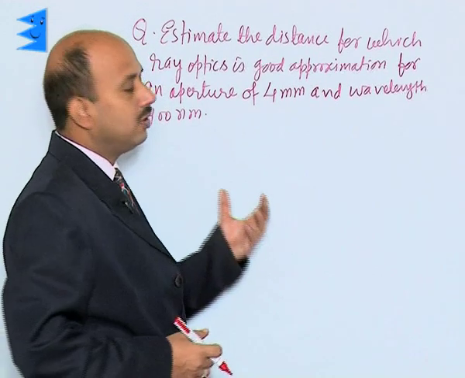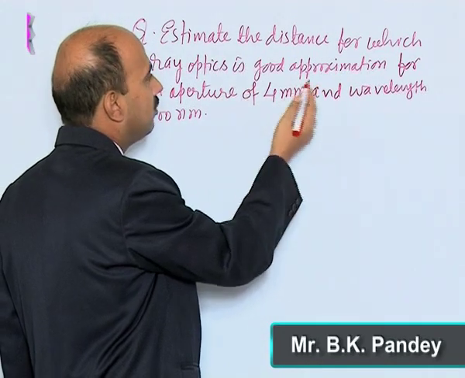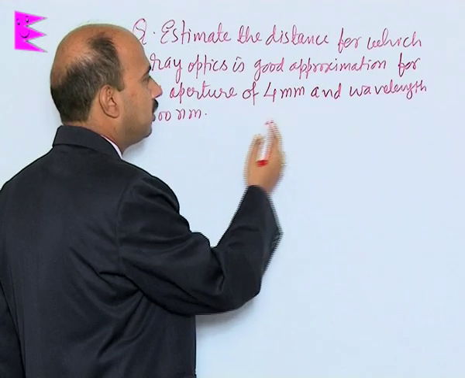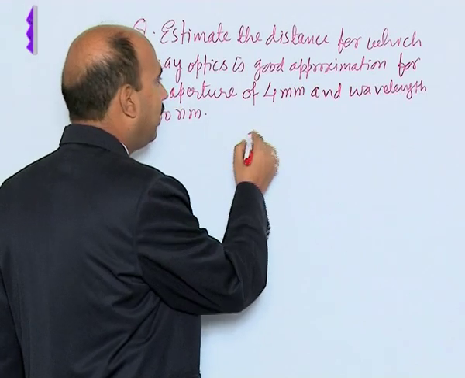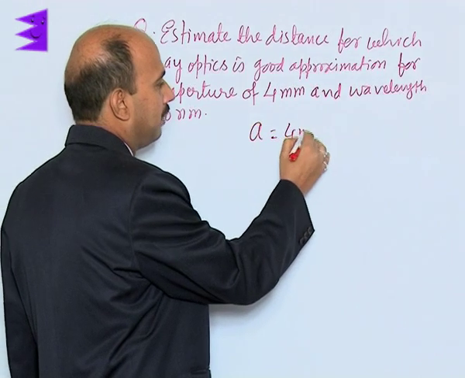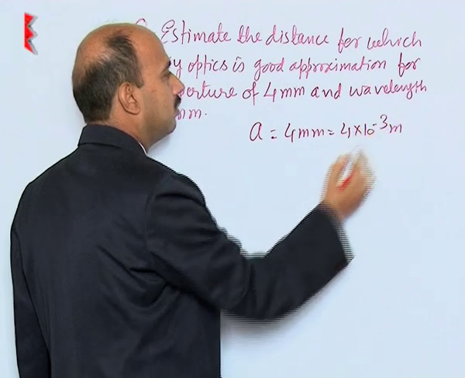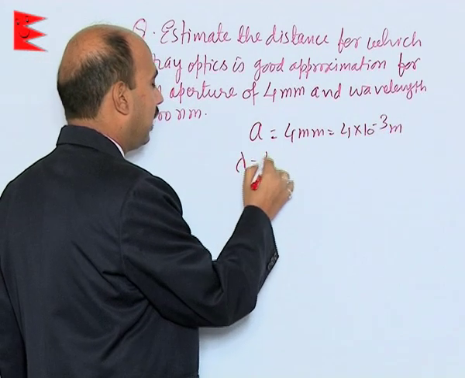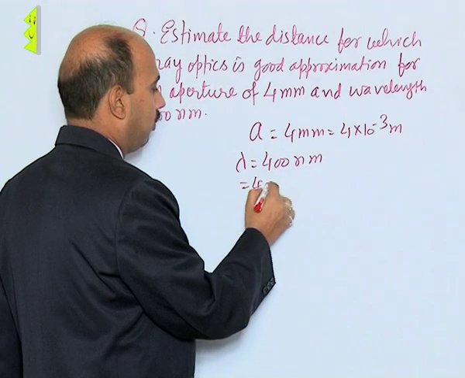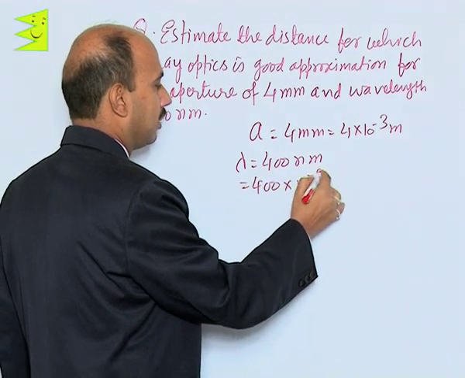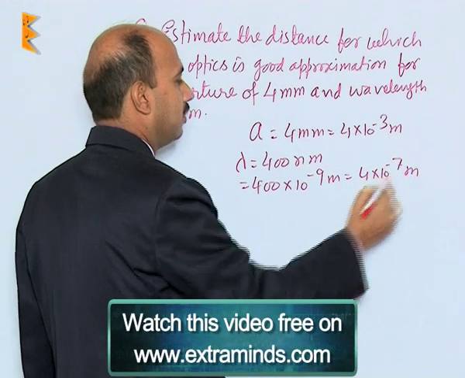Now see here, this question is based on the Fresnel distance. Estimate the distance for which ray optics is a good approximation for an aperture of 4 millimeter and wavelength 400 nanometer. So we can write here a is equal to 4 millimeter, that is 4 into 10 raised to power minus 3 meter, and wavelength lambda is equal to 400 nanometer, that can be written 400 into 10 raised to power minus 9 meter, that is 4 into 10 raised to power minus 7 meter.